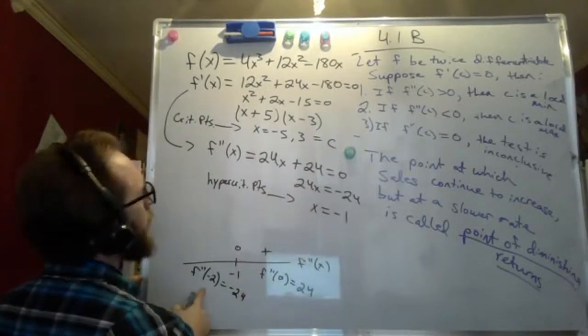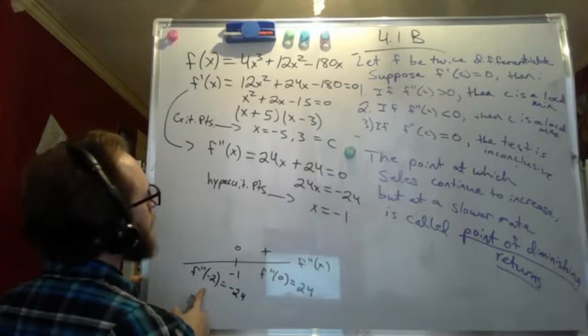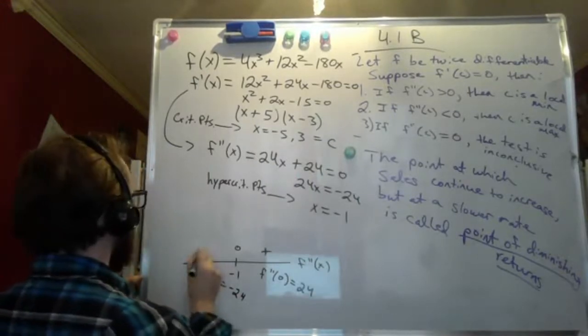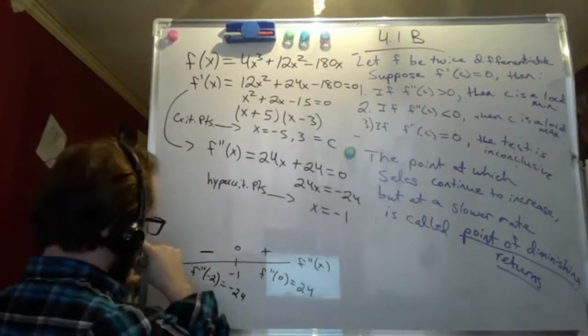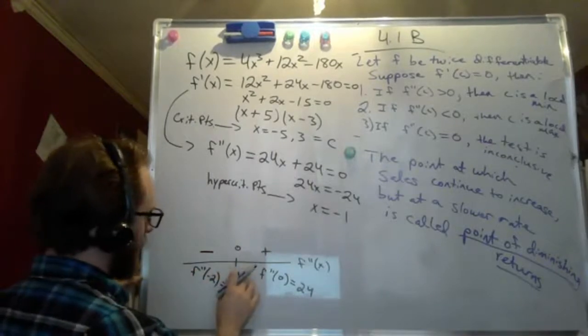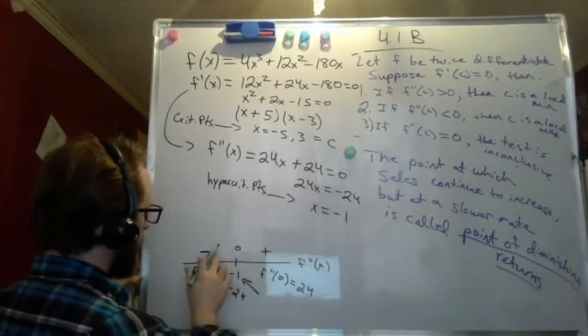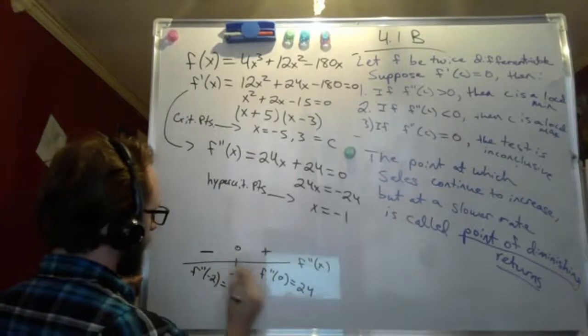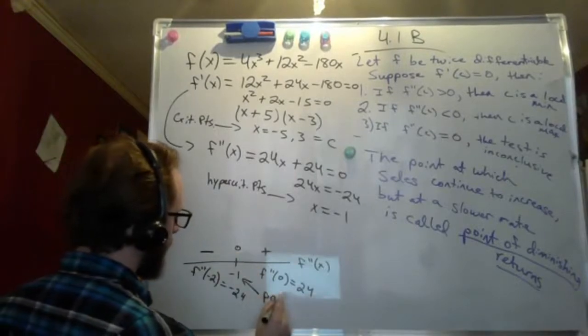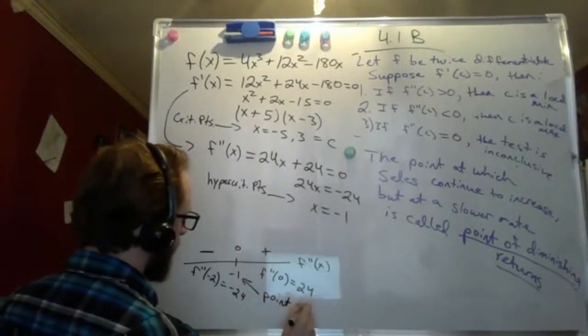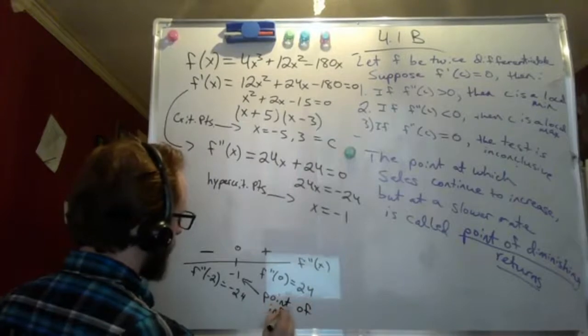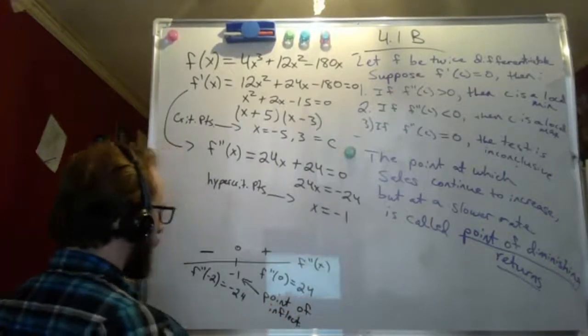And let's see, did I do that right? Negative 2 times 24 is negative 48. Yeah. So it's negative to the left. Okay, so this is a point of inflection. Now we know that the concavity changes on both sides, but that's okay. We're not looking for that right now. Point of inflection. I'm just labeling it so you guys know what it looks like.